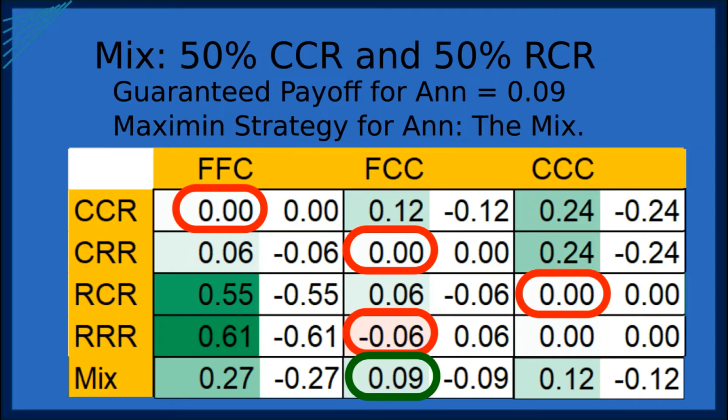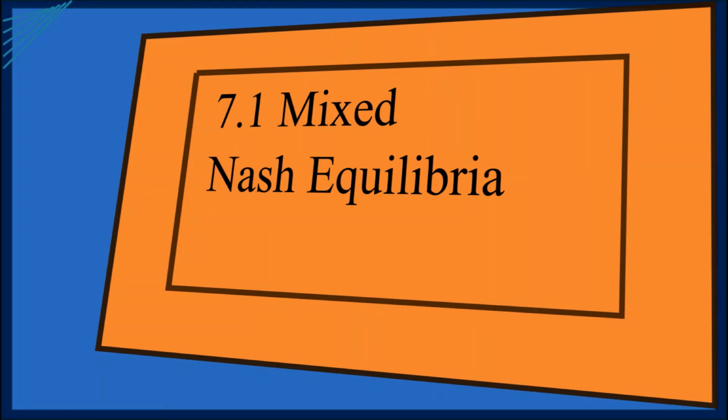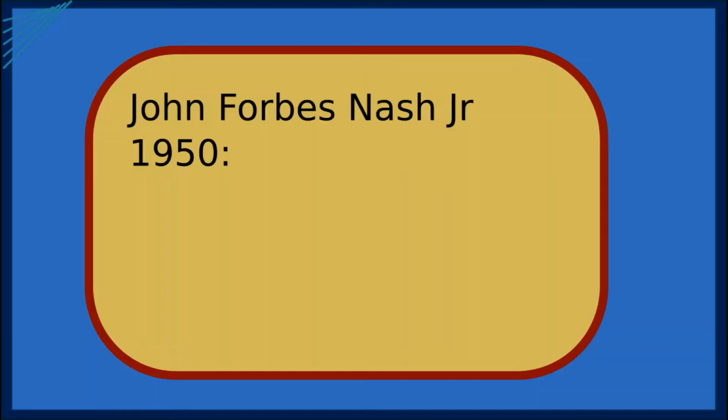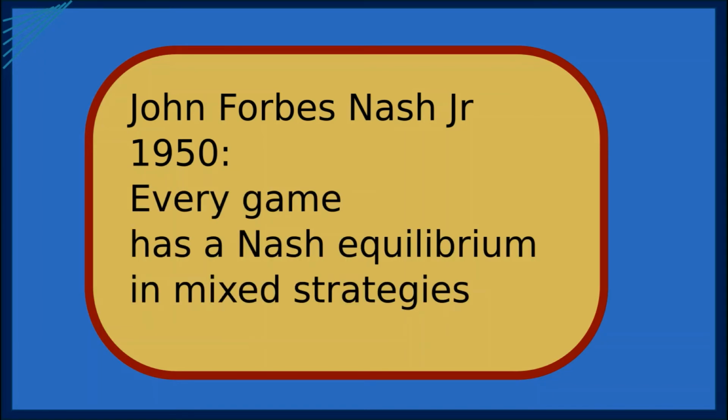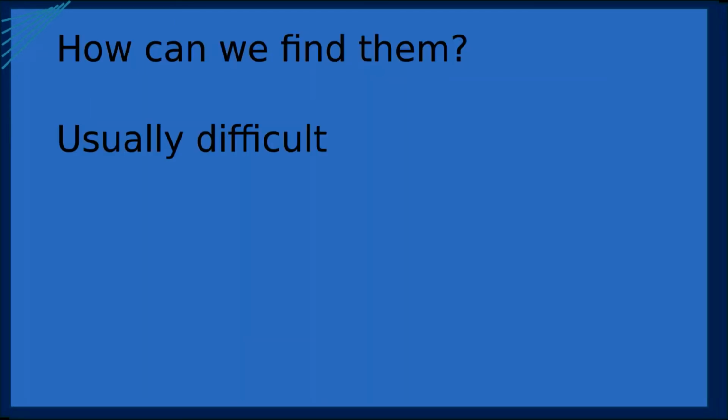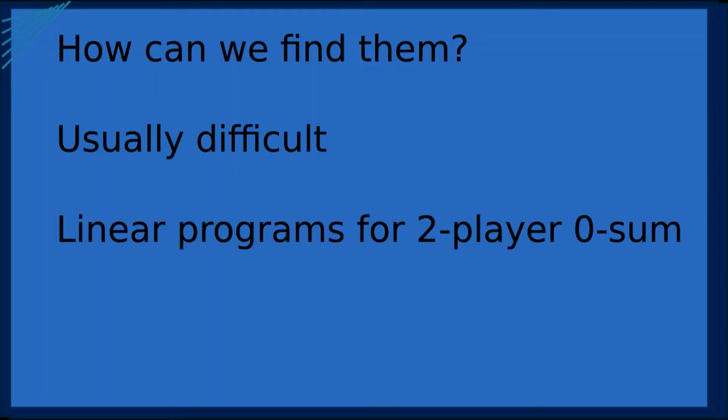But Baz might also start mixing strategies. If we open the can of mixed strategies, things get even more messy, because there are suddenly infinitely many mixes, infinitely many strategies for both players. Now, John Forbes Nash showed in 1950 that every game has some, as we call it nowadays, Nash equilibrium, if we allow mixed strategies. Such Nash equilibria are usually notoriously difficult to find. Only in case of two-player zero-sum games, linear programming can be used, which makes life much easier. But even that is too complicated for this short and simple video.